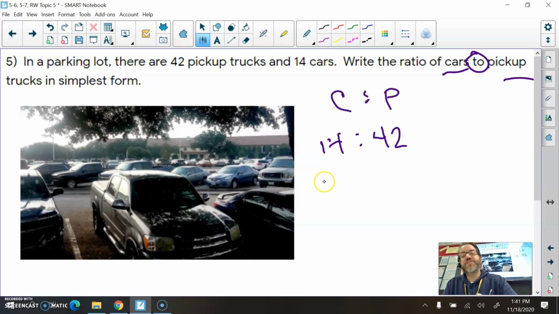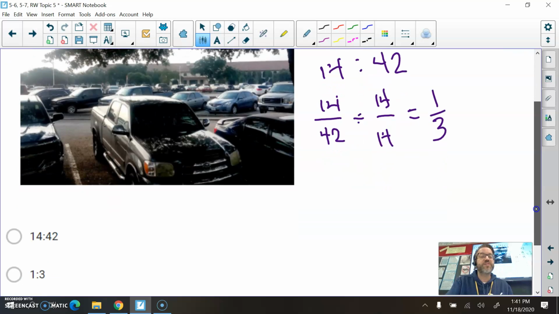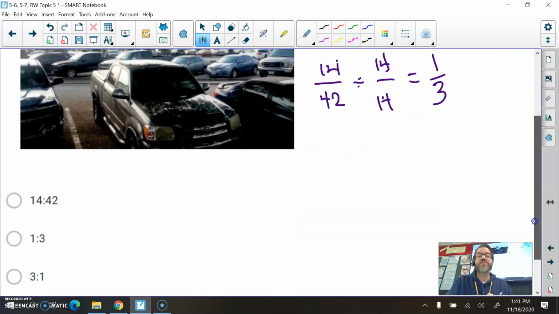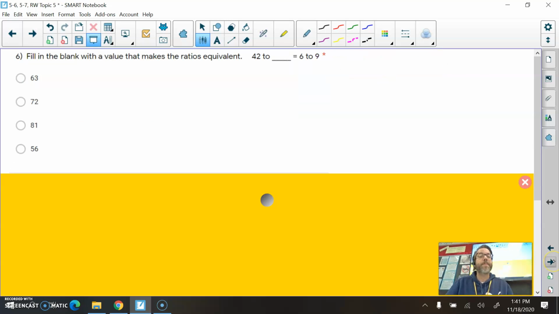Now, can I simplify this? Well, let's take a look. 14 to 42, we could write it as a fraction also. 14 does go into 42. You can divide these both by 14. And you have a 1 to 3 ratio. Okay, now our answer choices are given with the colon instead of in fractional form. So we'd want this one right here, 1 to 3 with the colon. Okay, that's all there is to that. Just fully simplify it.